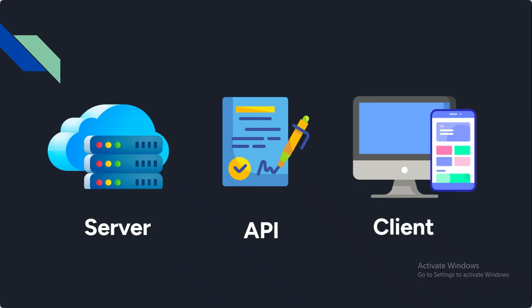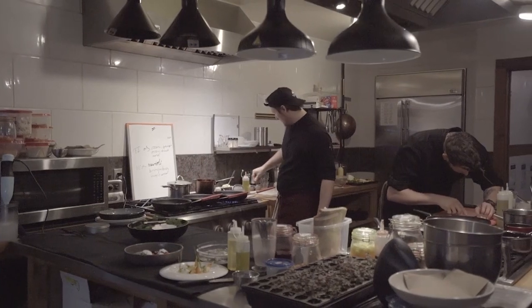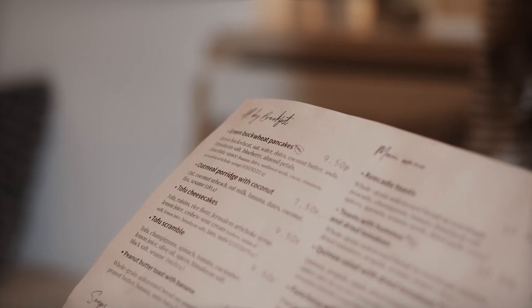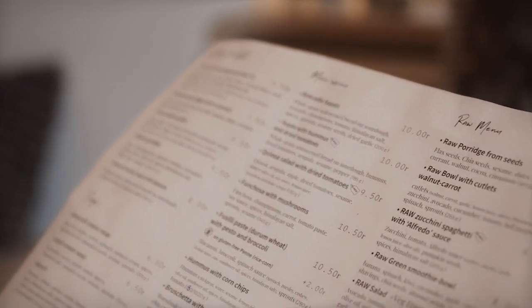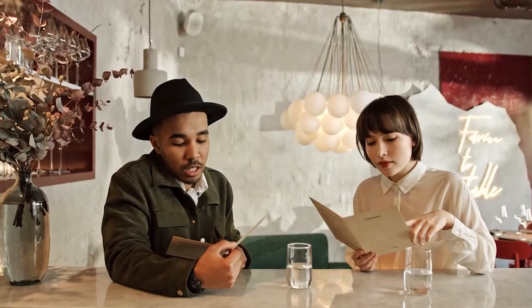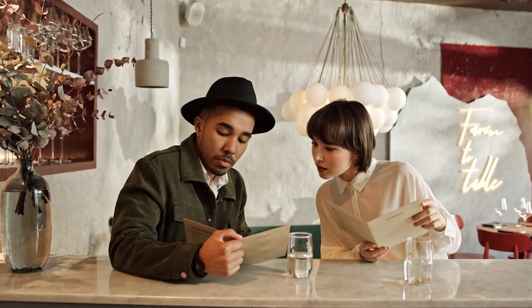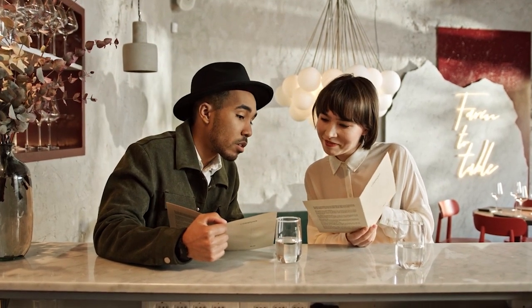Now to get more clarity on all of this, take a look at a common analogy of a restaurant. Think of a server as the kitchen in a restaurant. The kitchen prepares and stores all the food that customers order. An API is like the restaurant menu. The menu lists all the dishes available along with instructions on how to order them. And the client is like a customer in a restaurant. The customer looks at the menu, places an order, then receives the food prepared by the kitchen.